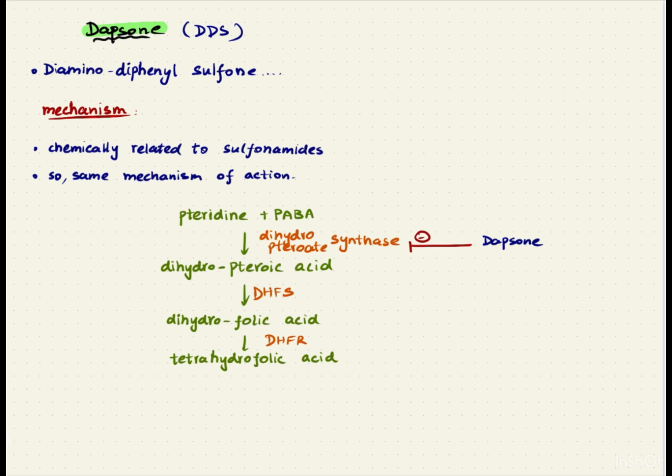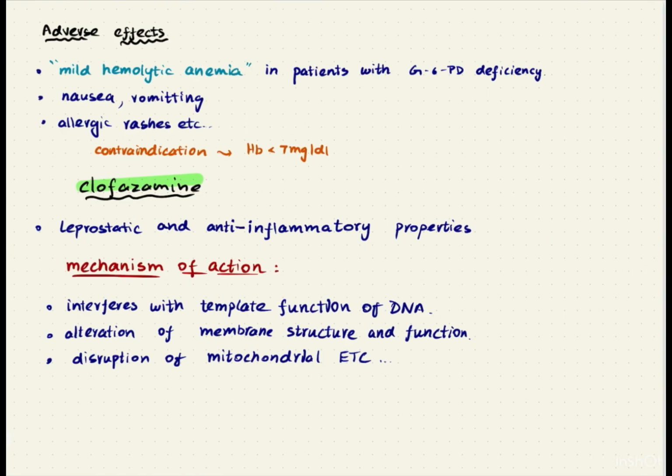Now, what are the adverse effects of dapsone? Dapsone can cause mild hemolytic anemia, especially in patients with G6PD deficiency. Because of this, it is contraindicated in people with hemoglobin less than 7 mg per deciliter. Now, coming to clofazimine, clofazimine has leprostatic and anti-inflammatory properties.